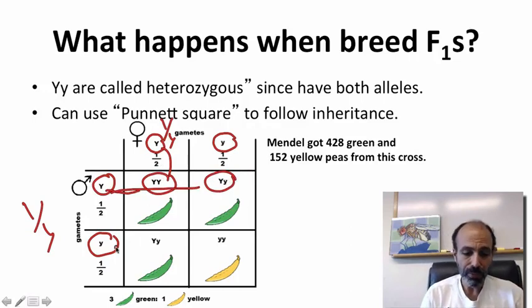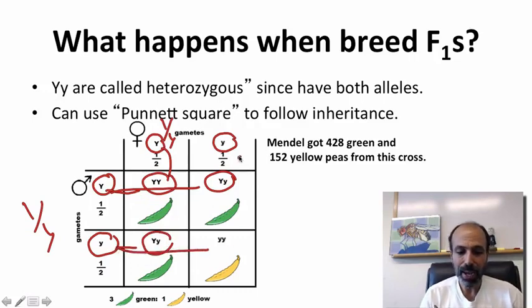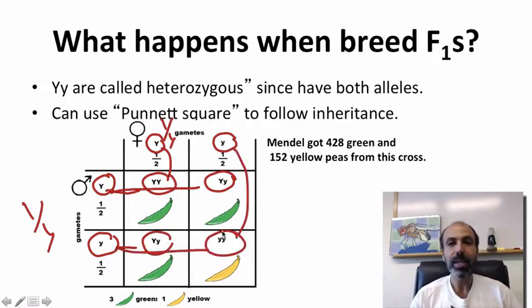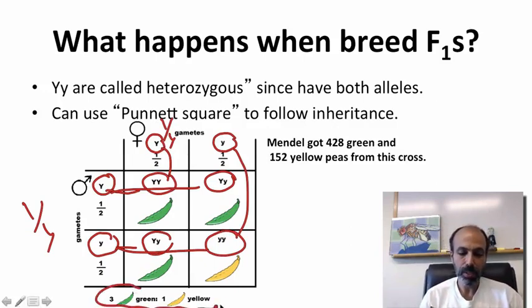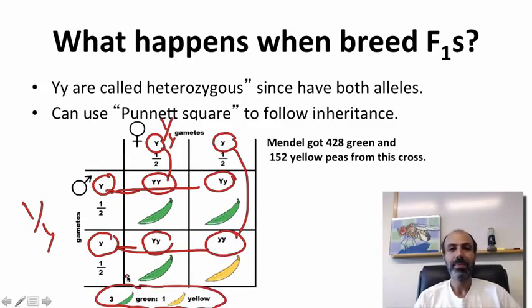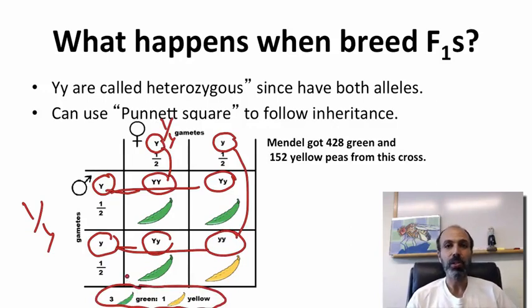The boy may give little y, and the girl may give big Y, still green. And only in this case, when the boy gives little y and the girl gives little y, do we get a yellow pod plant from them? So the ratio we should get is 3 green to 1 yellow. And that, in fact, is actually the ratio that Mendel saw.